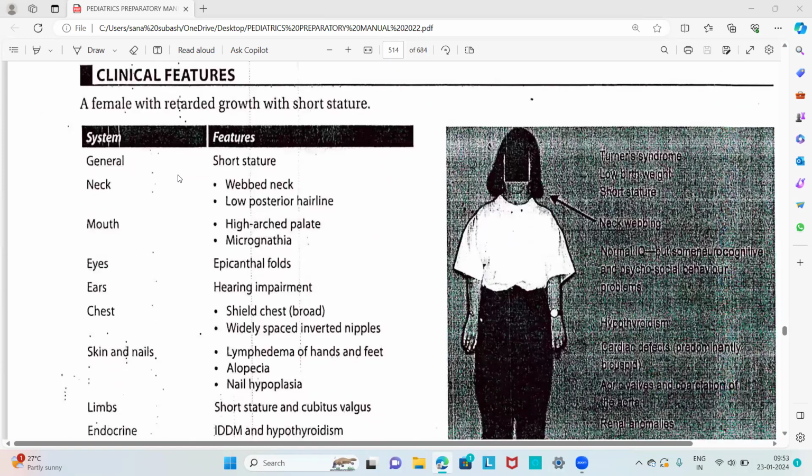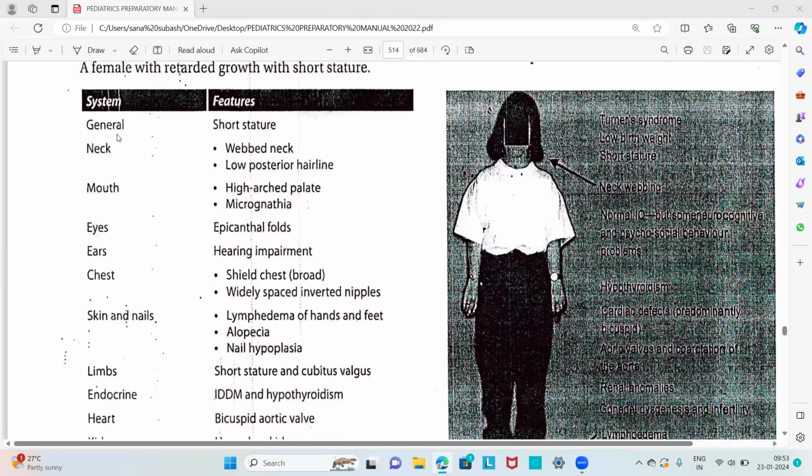The clinical features of the Turner syndrome child: it is a female in whom one X is absent, or part or the whole of the X is absent. A female with retarded growth and short stature is the major clinical feature of the Turner syndrome child.